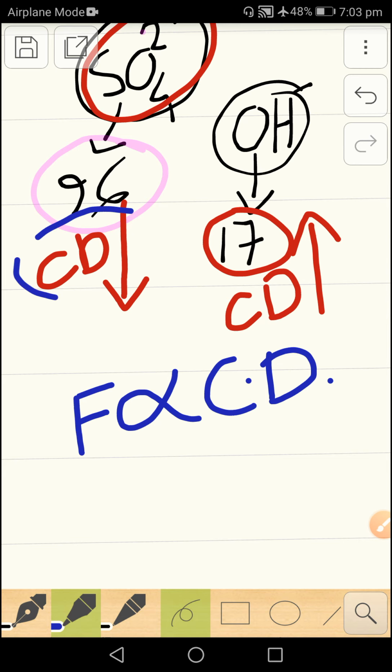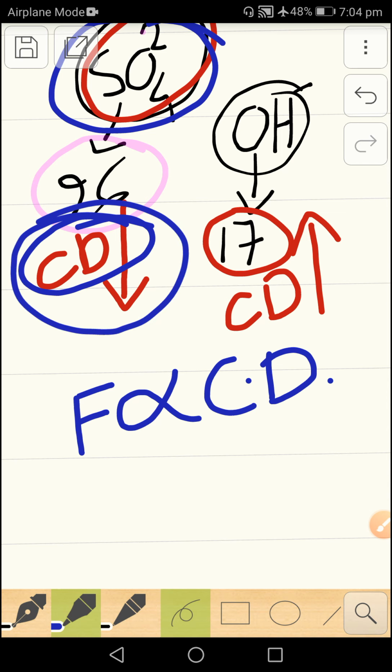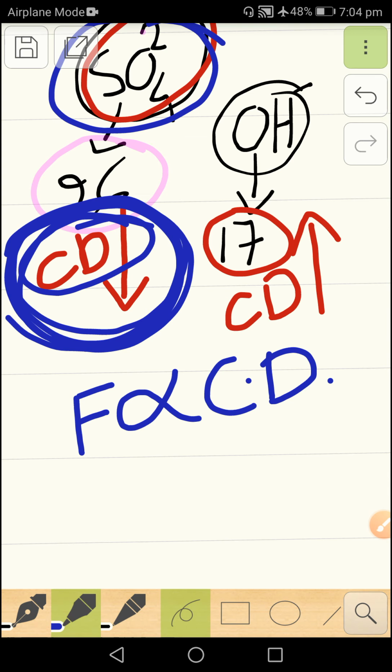Okay, so sulfate has got a smaller charge density, so it can exert a small attractive force with the lattice and also, mainly, with the water. Okay, and hydroxide has got a very large charge density, so hydroxide can attract water molecules very strongly. That means the hydration enthalpy of hydroxide is very large because it can exert a very strong attractive force on the water molecule. But sulfate, its charge density is low, so it can exert a very small attractive force on the water molecules.